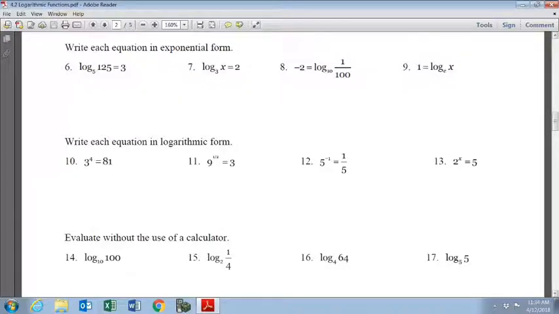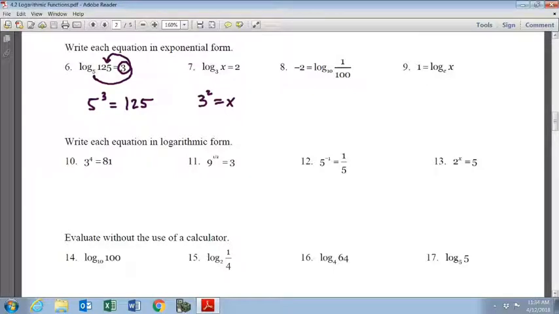So it says write each equation in exponential form. So in number 6 here, my base is the little guy, the 5. The 3 is my exponent, and the answer is 125. So again, it's 5 to the 3rd power equals 125. On number 7, it'll be 3 squared equals x. Go ahead and try 8 and 9, and then you can check your work.